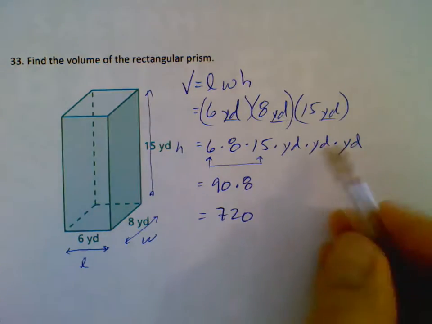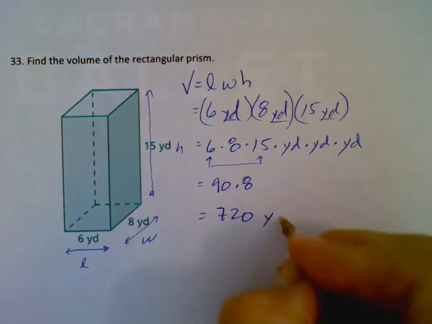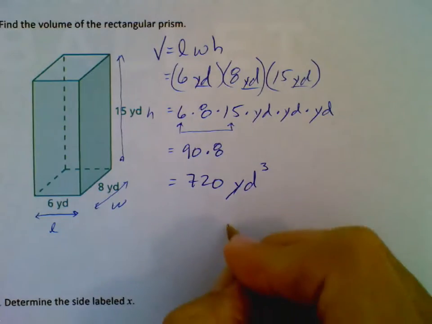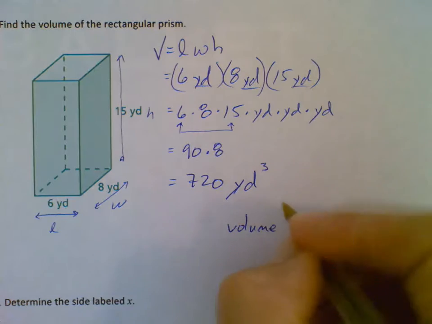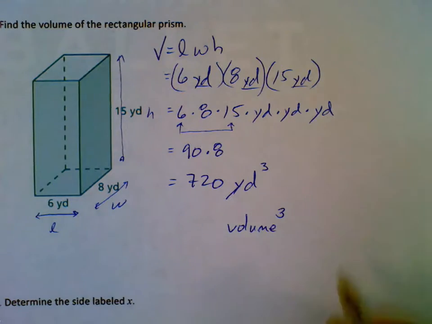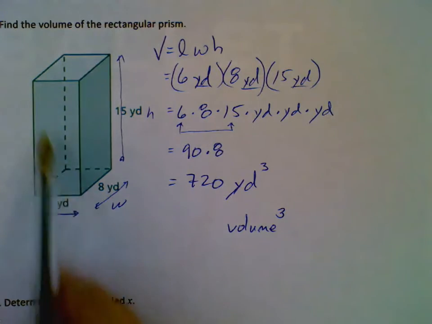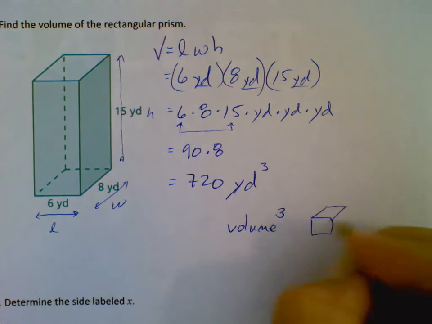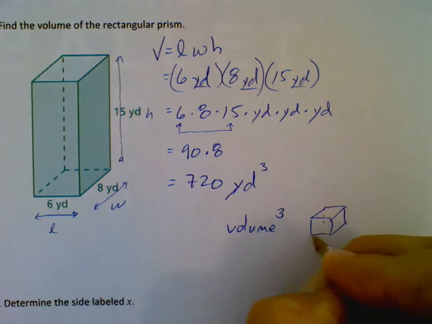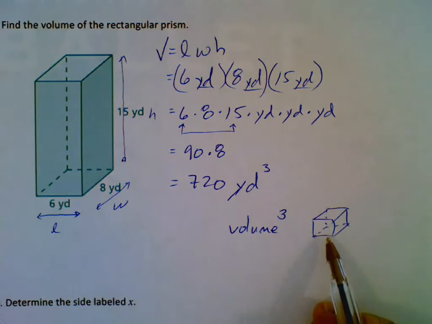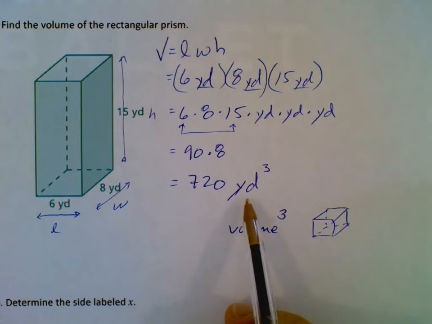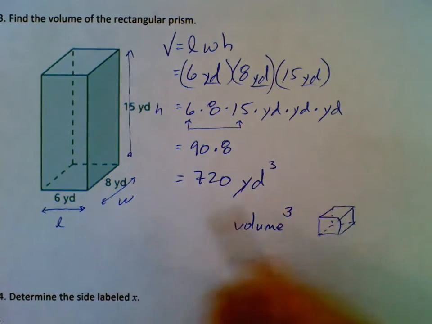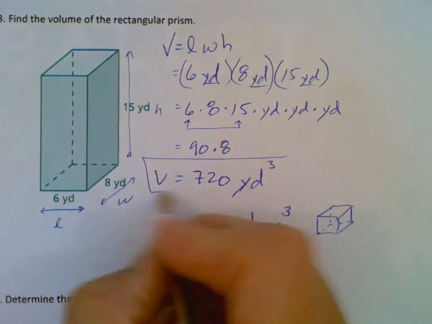And how many yards do I have? I have 1, 2, 3, and multiplying together, yards cubed. And that's the way it should be, because volume is always a cubic measure. Remember, what you're doing is filling up this container with cubes, so you're actually counting how many cubes can fit. In this case, the cubes are of size 1 yard, so this is a pretty big box. But the volume is this answer right here.